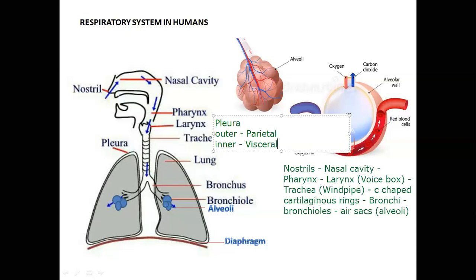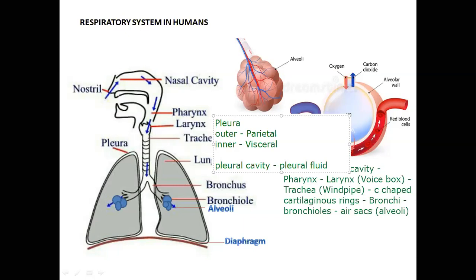Between these two pleural membranes, there is one pleural cavity. What will be in between the two membranes, child? The pleural cavity. And that pleural cavity is filled with pleural fluid. This pleural fluid helps prevent friction in the lungs. What do the lungs do? When we breathe in, they expand, and when we breathe out, they collapse. At that time, friction is produced in the lungs. To prevent that friction, pleural fluid is present in the pleural cavity of the lung.